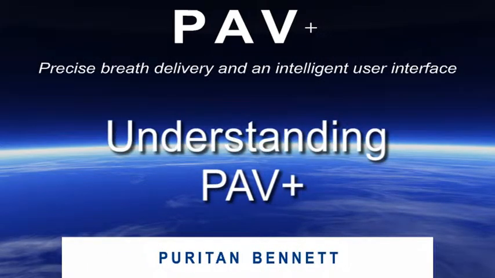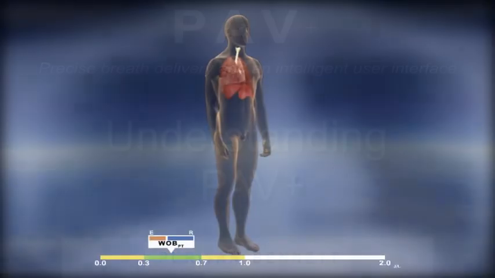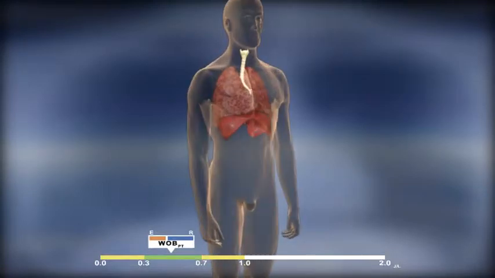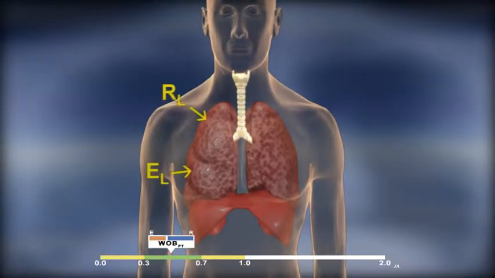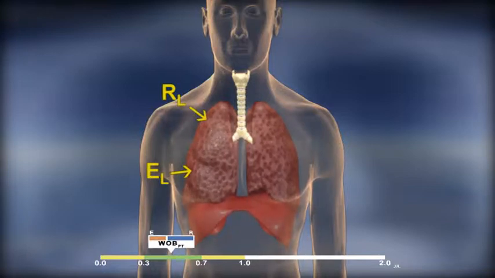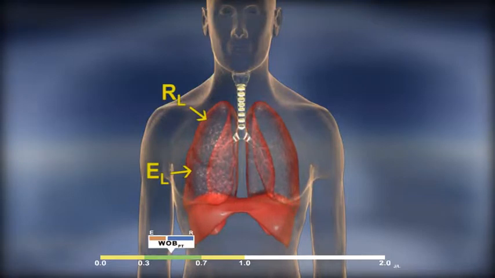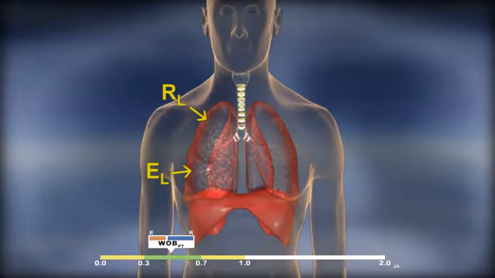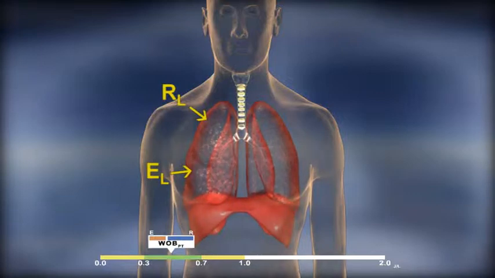To understand Proportional Assist Ventilation Plus, or PAV Plus, we must first understand some of the physiology behind normal respiration. When we take a breath, the diaphragm must work to overcome a couple of specific forces. Those are the elastic and resistance forces of the lungs and thorax. PAV Plus will uniquely monitor changes in elastance and resistance by performing automated random measurements every 4 to 10 breaths. These measurements are used in the breath delivery strategy of PAV Plus.